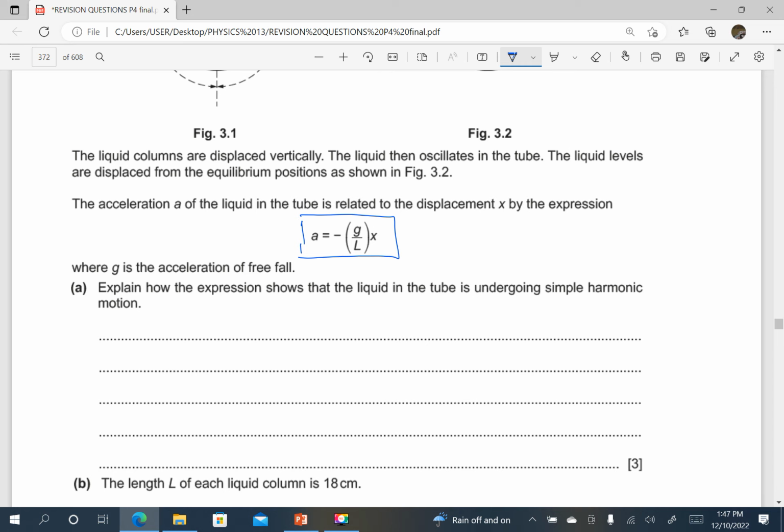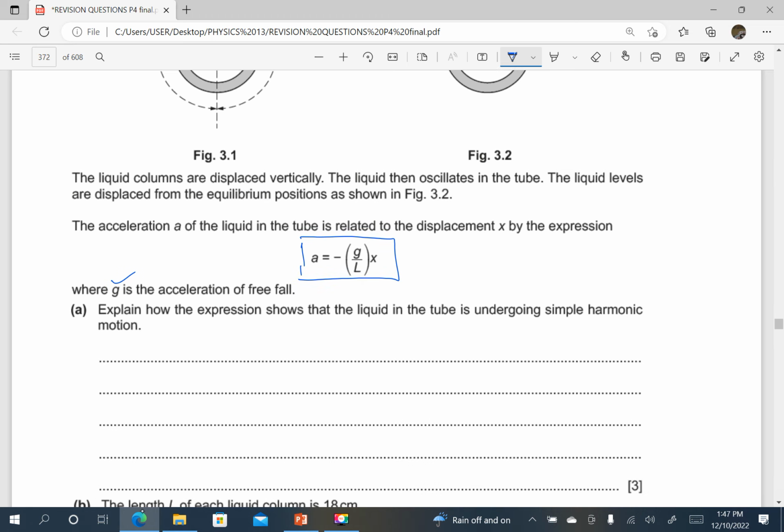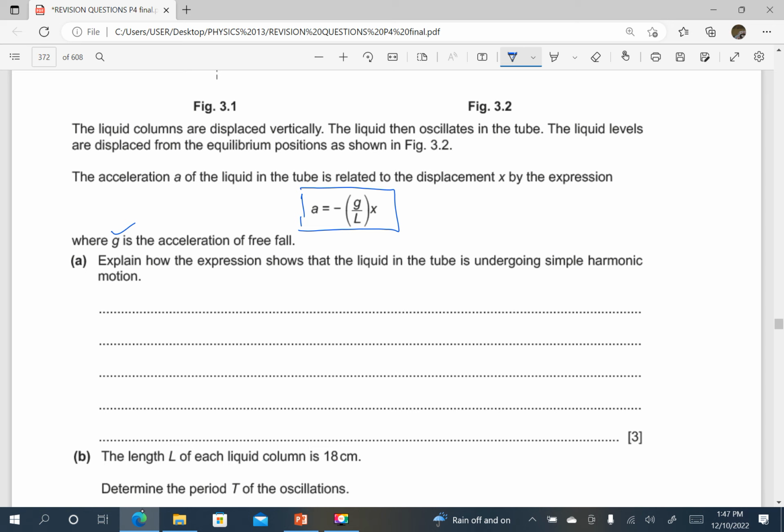So let's look at this expression. First of all, g is acceleration due to gravity, which is a constant, and L is the length of the liquid column, which is also a constant. That means g over L is a constant. And if it is a constant, what does that imply? This implies that acceleration is directly proportional to displacement.